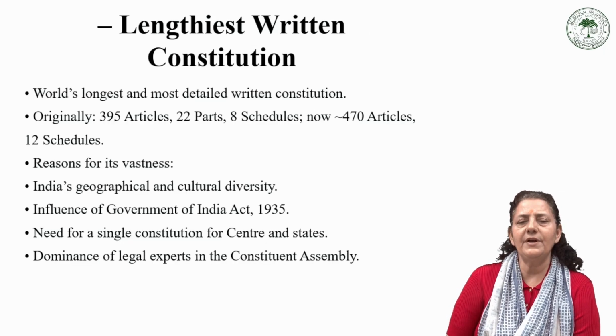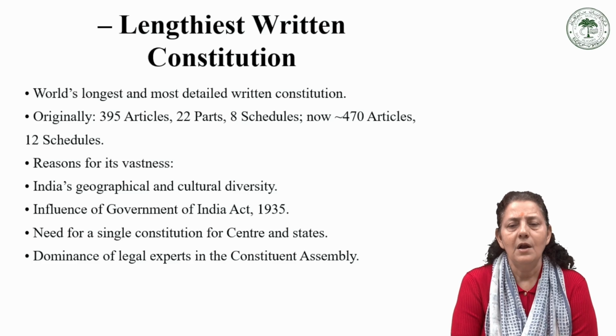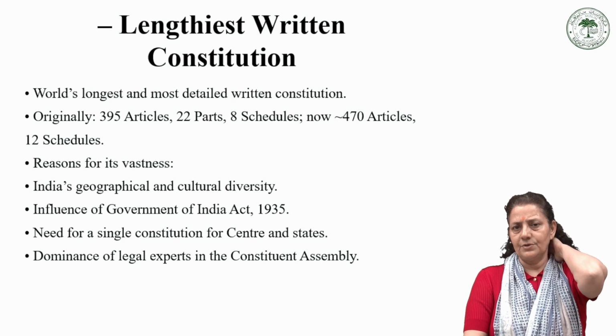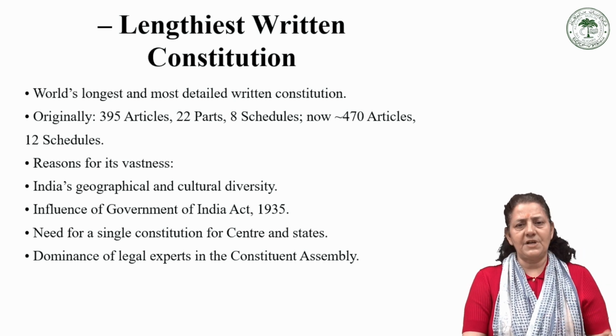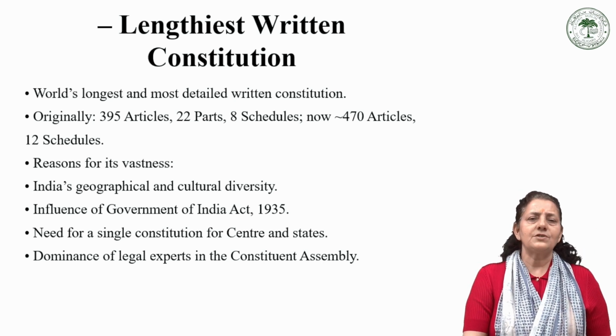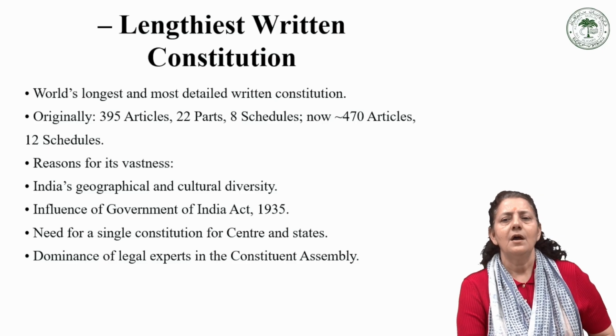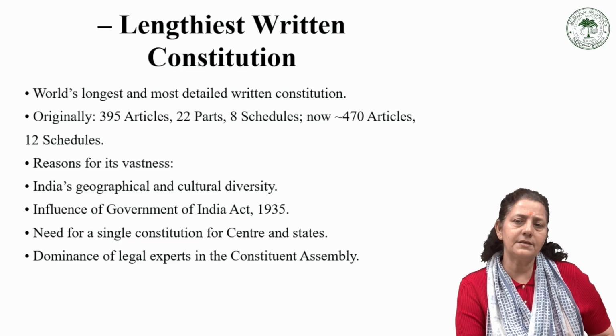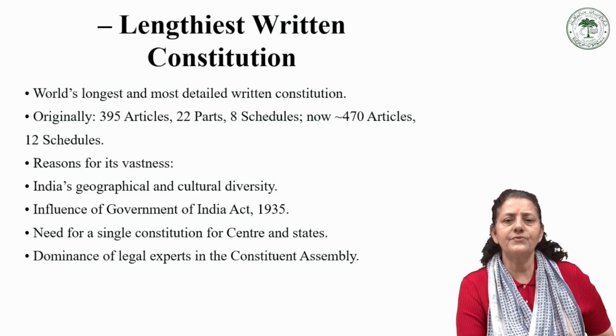The Constitution of India is known as the world's longest and most detailed written constitution. When it was adopted in 1949, it had only 395 articles, 22 parts, and 8 schedules. Over time, with several amendments, as of 2019, it has grown to about 470 articles and 12 schedules. Now, why is it so long and detailed? There are a few important reasons.